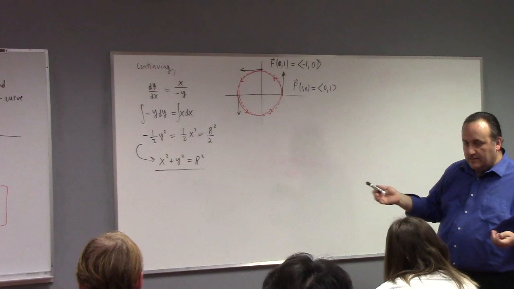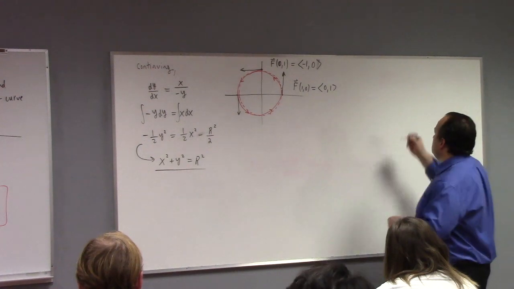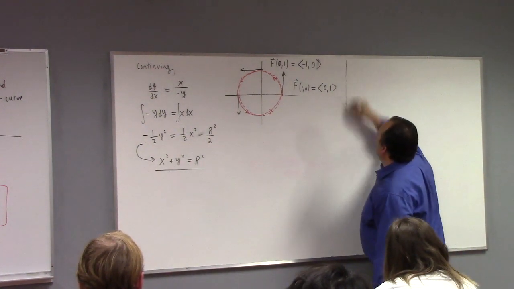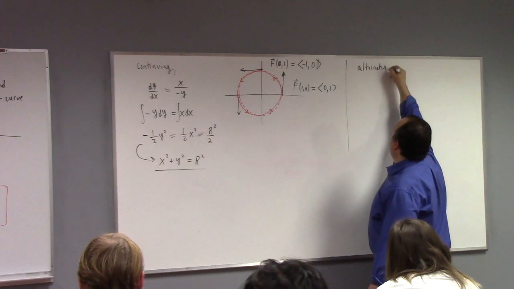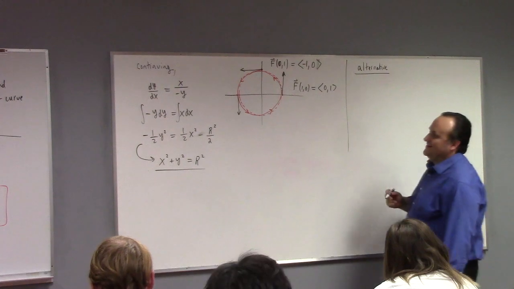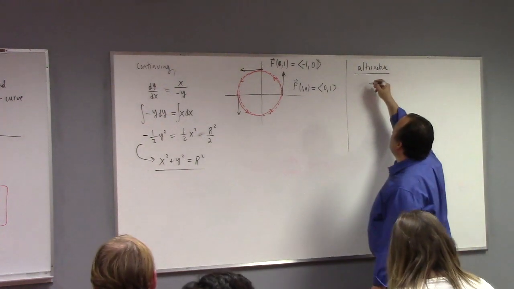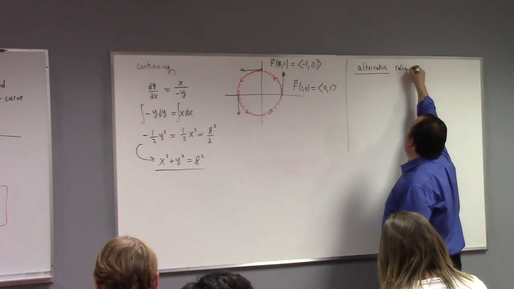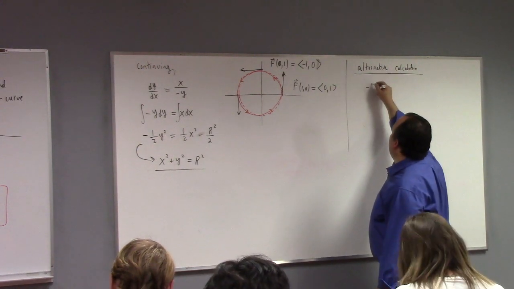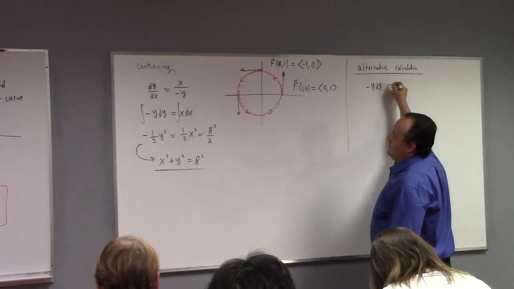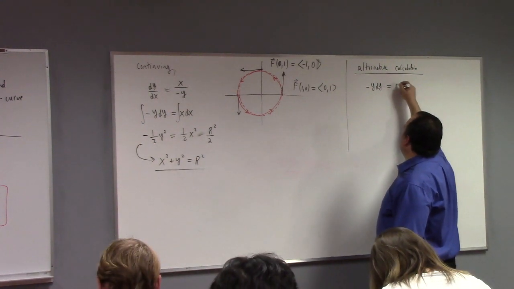Now there's another way we could do this example. This one actually has an alternative method, and that's what I want to talk about today. So, alternative calculation: if we look at minus y dy, we're trying to solve, equals x dx, right?